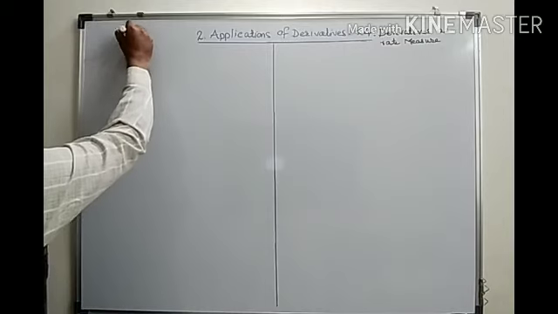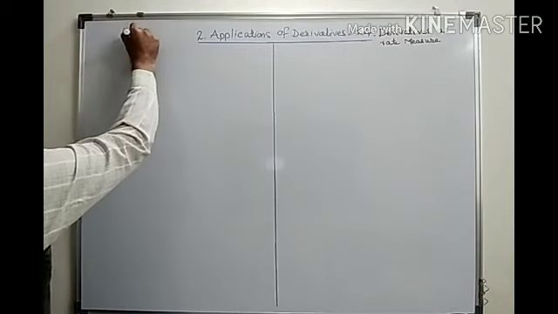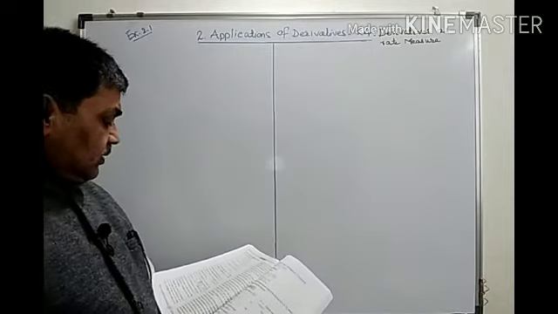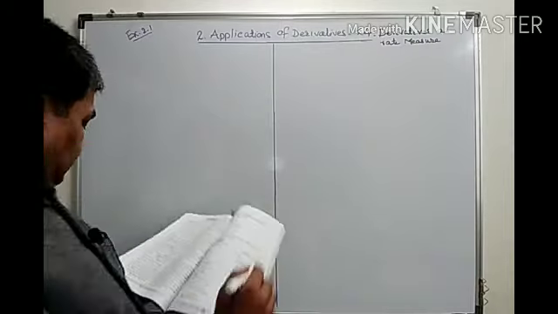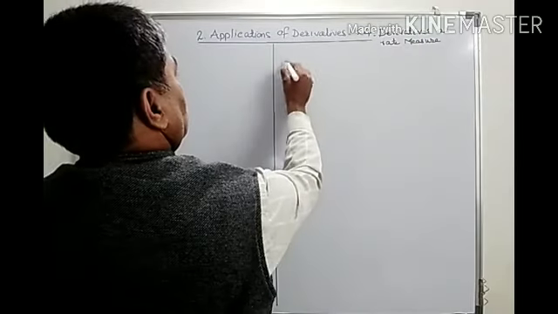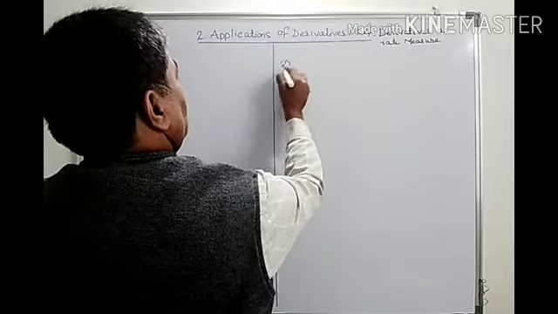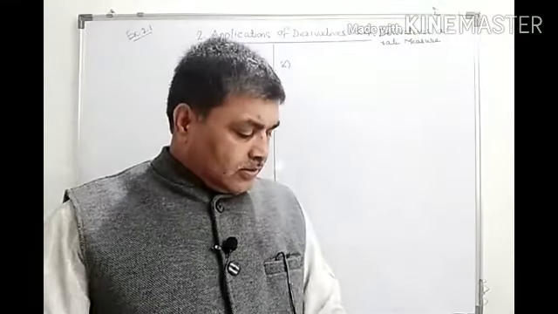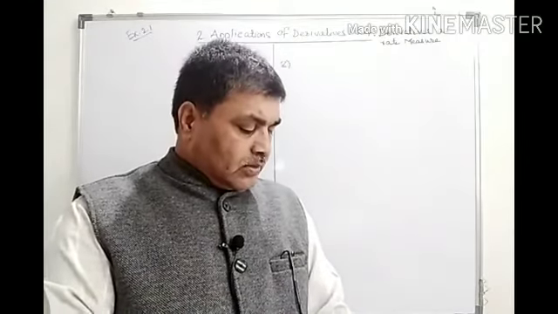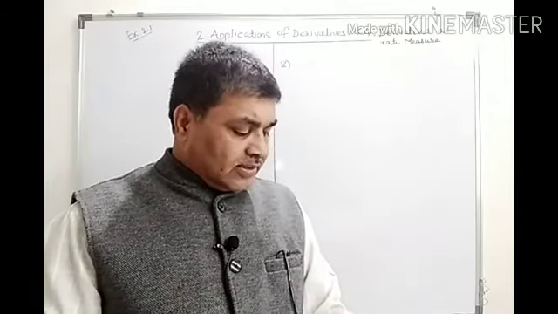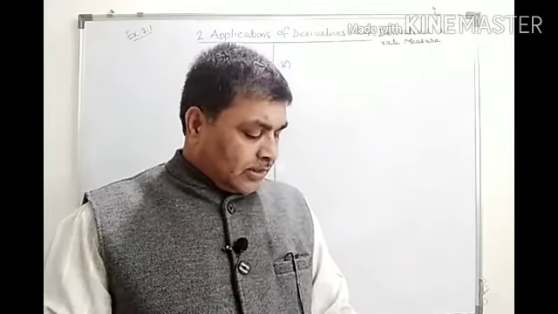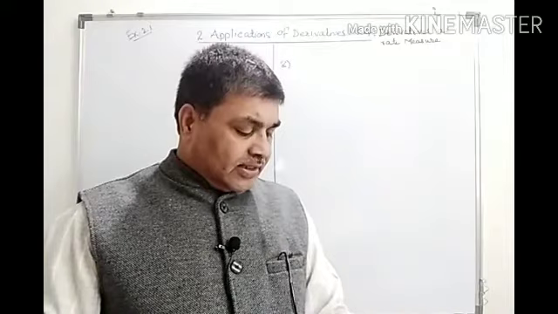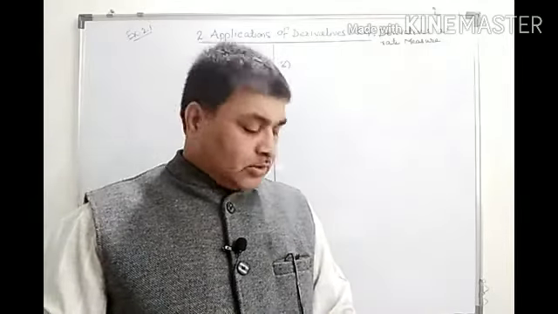Exercise 2.1, Example number 8. In this example, we are given that a spherical soap bubble is expanding so that its radius is increasing at the rate of 0.02 centimeter per second. At what rate is the surface area increasing when its radius is 5 centimeter?